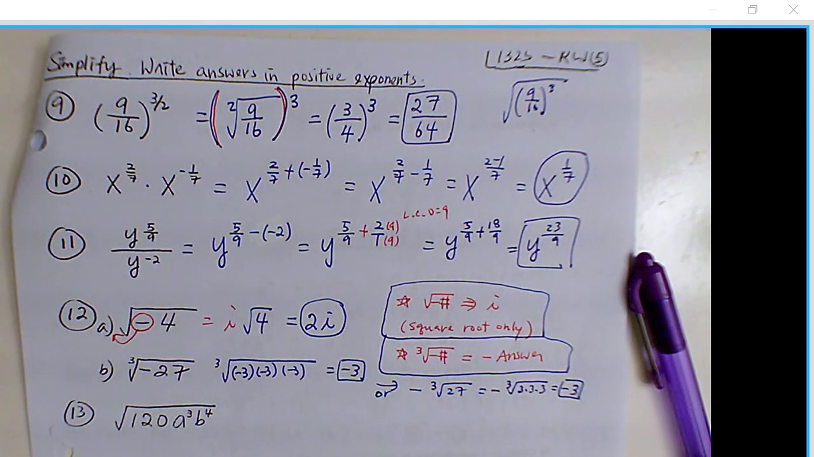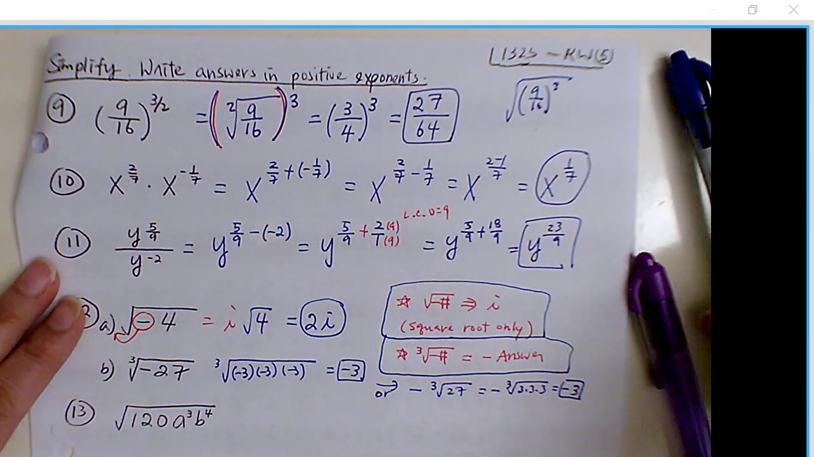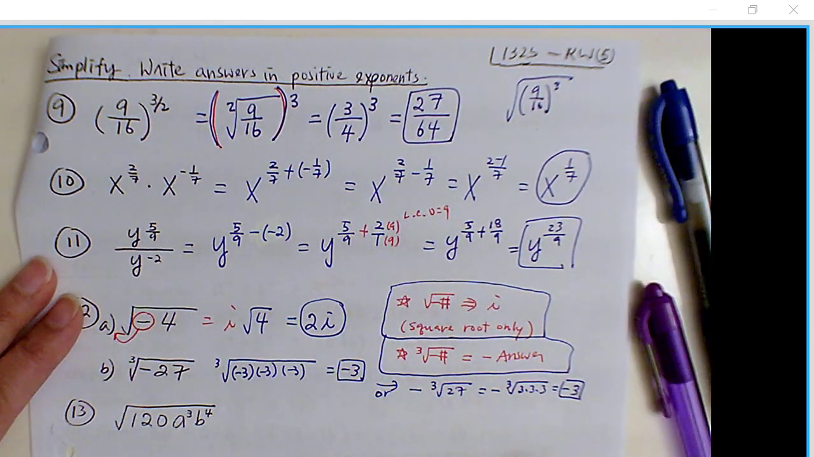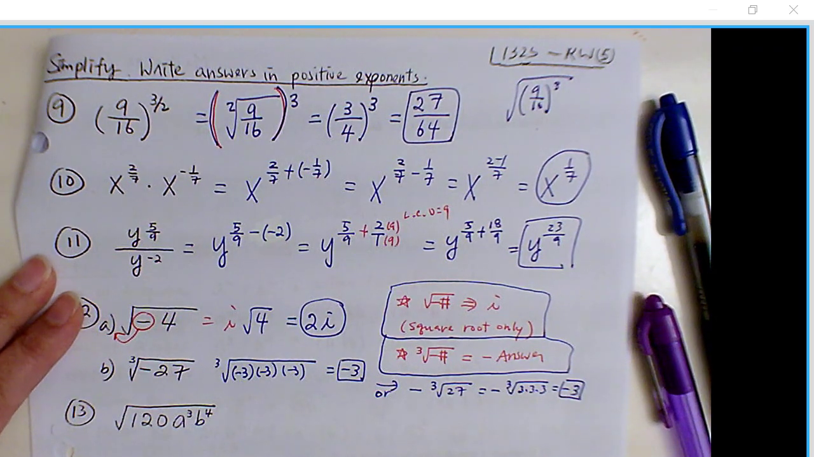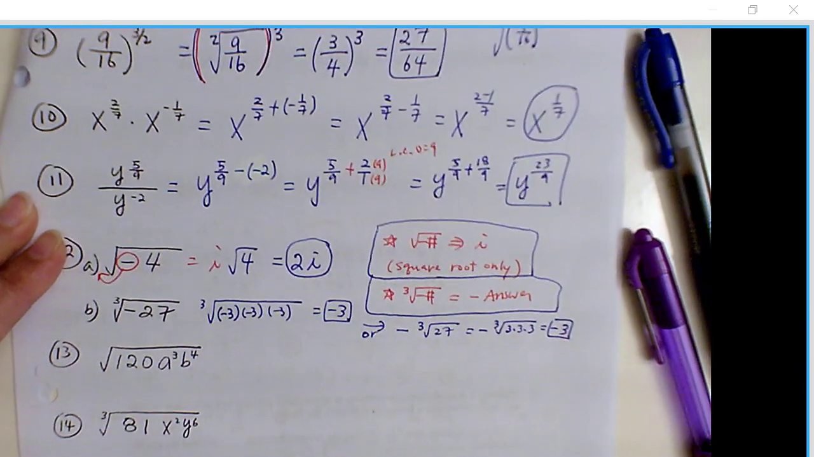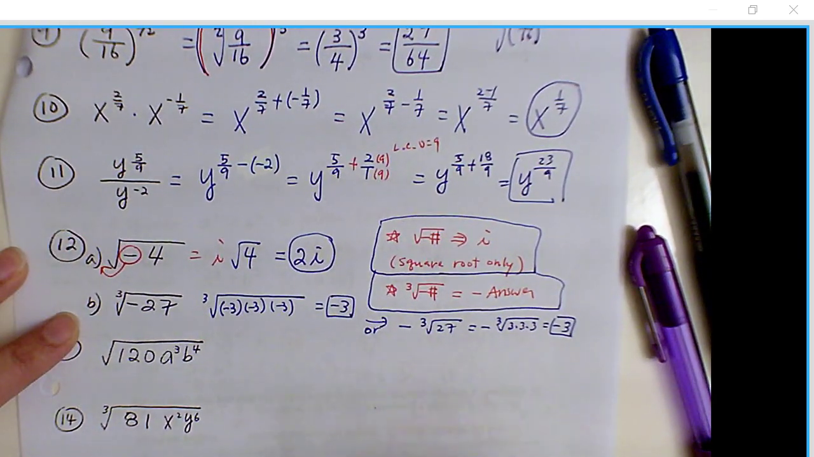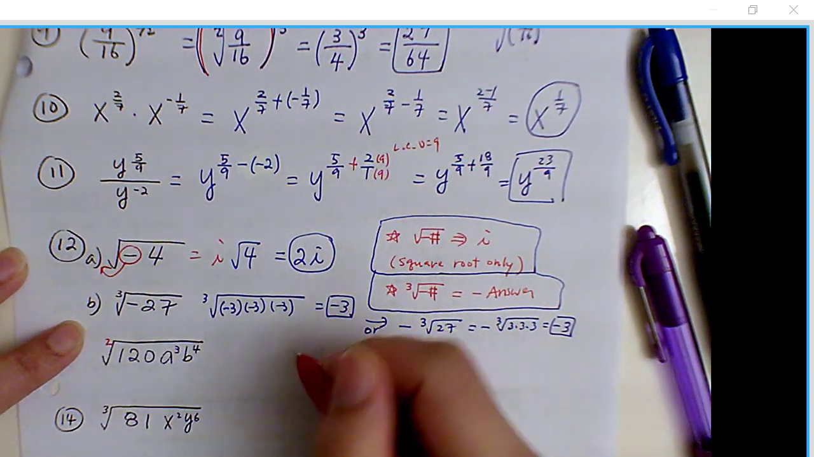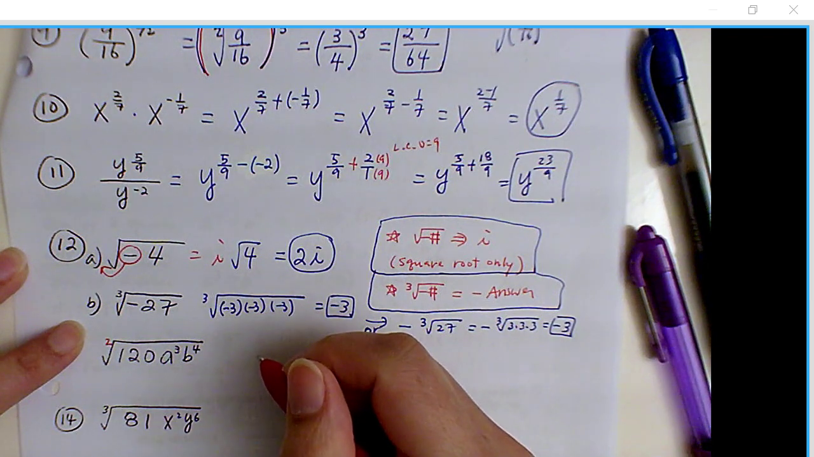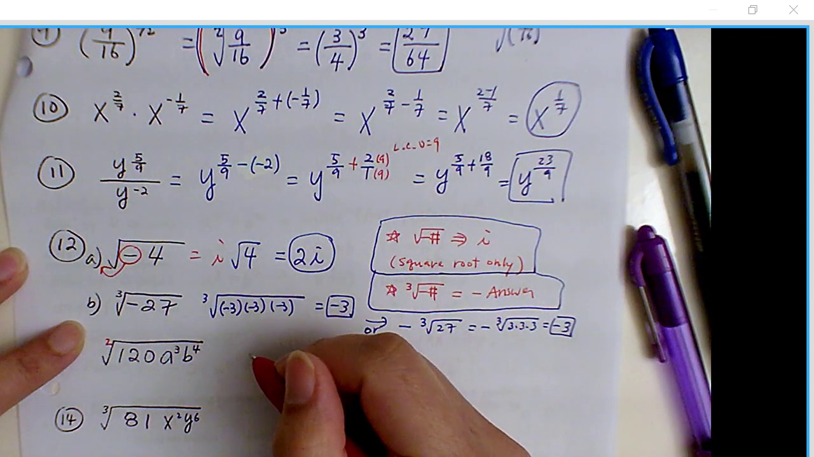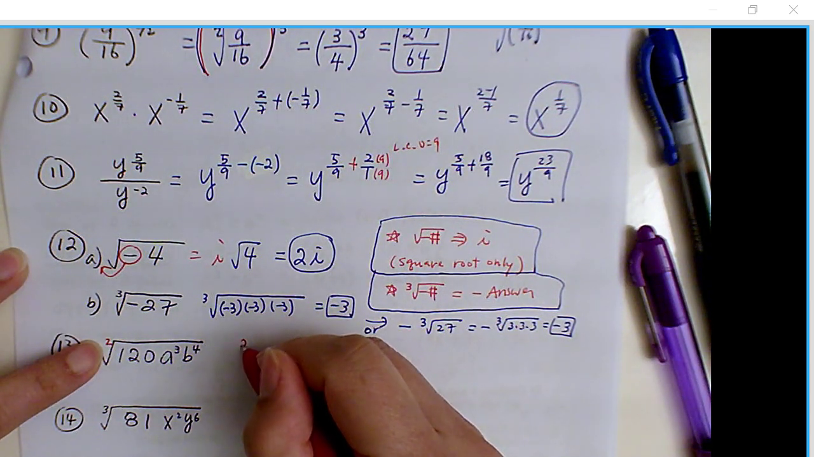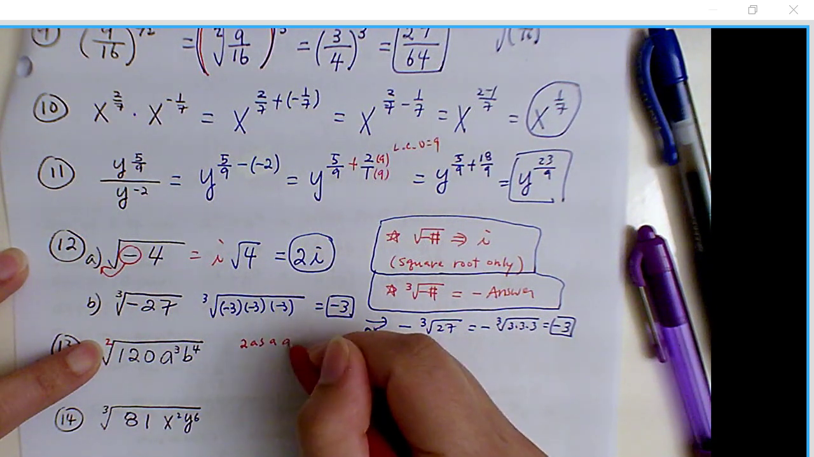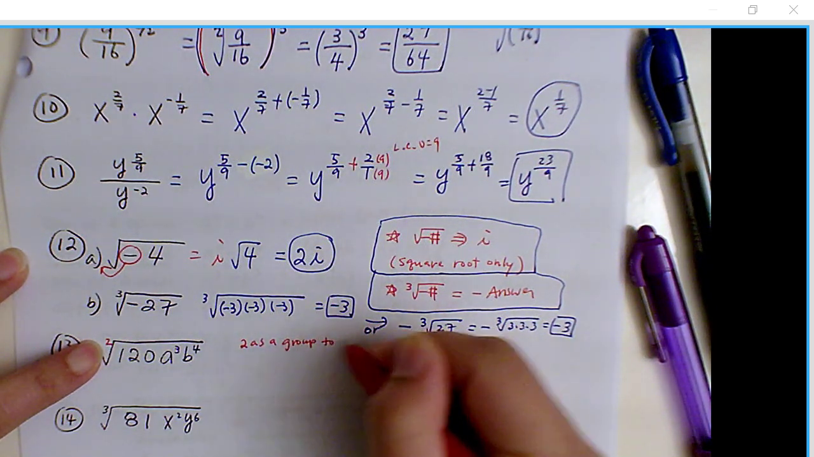Number 13 and 14 are simplifying radicals. So again, the first one, number 13, has no root number, so it's understood as a square root. So if you don't see a root number, it means square root. When you have a square root, it means how many as a group do you need to get out? Because the root is 2, it's 2 as a group to get out.